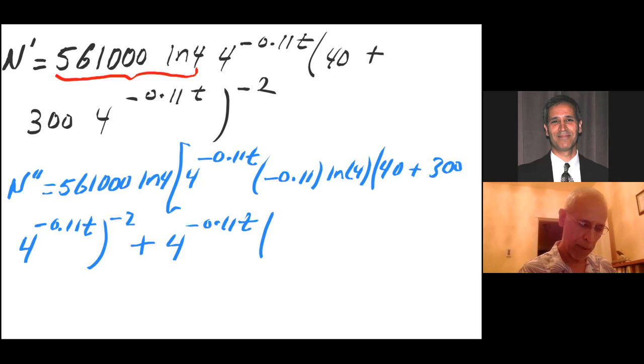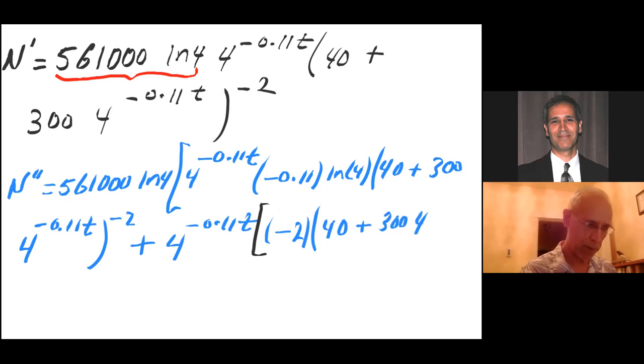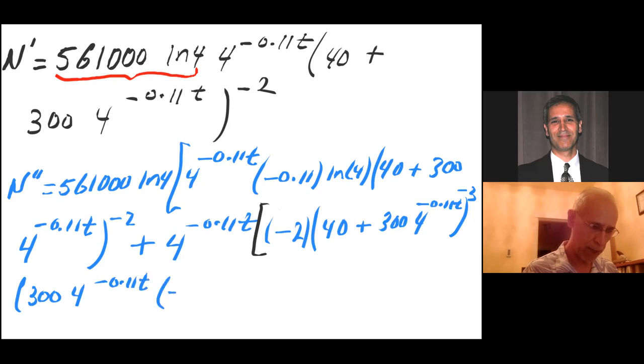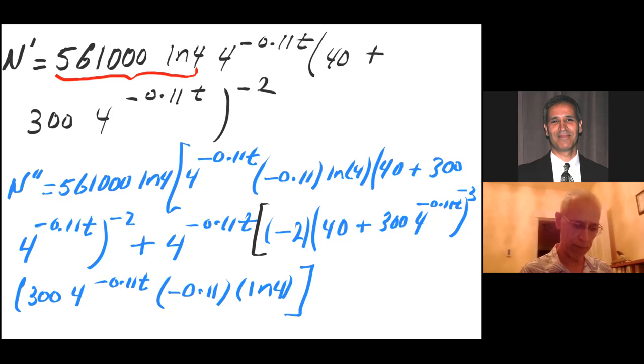So I have times negative 2, and open a bracket in here: negative 2 times (40 plus 300 times 4 to the negative 0.11t) to the power of negative 3, that times 300 times 4 to the negative 0.11t using the chain rule, times natural log of 4. And now we have to clean this up. This was natural log of 4. All right, so let's go to the next page.